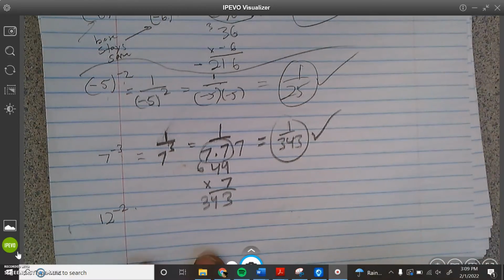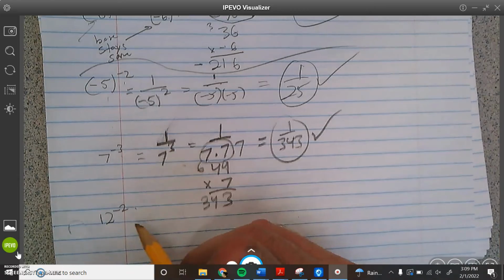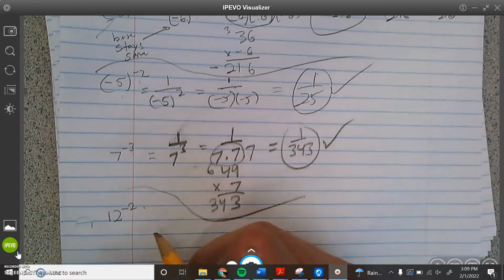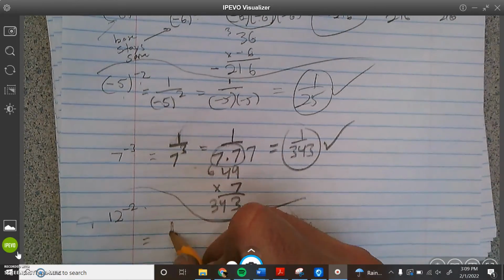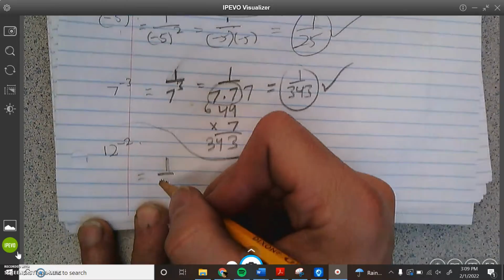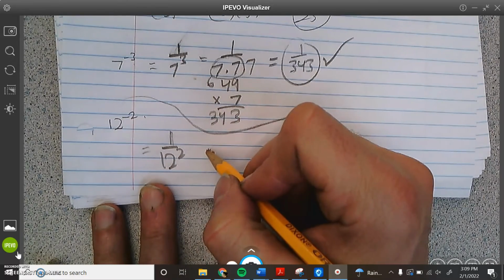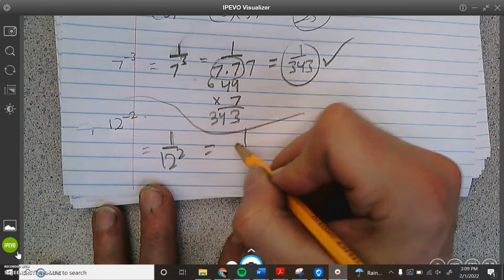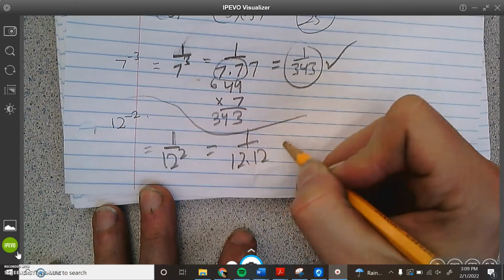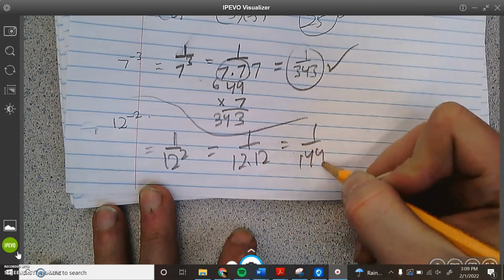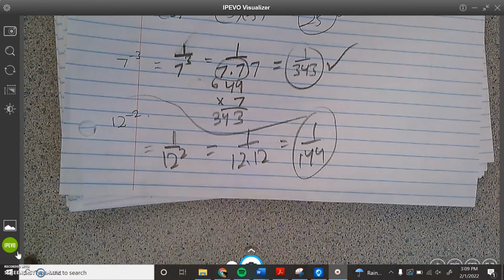Put a check if you got it. Nice. Last one: 12 to the negative 2. So that would be 1 over 12 squared. Got it. So 1 over 12 times 12, which is 1 over 144. Got it. Yeah. Nice job. Excellent work. Keep going.